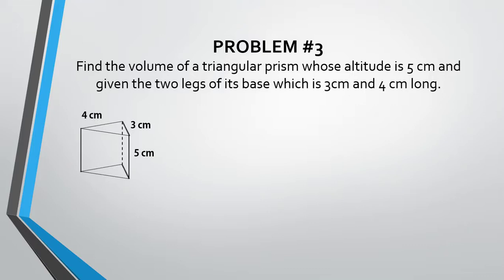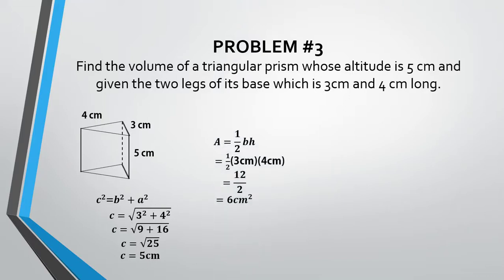First, we are going to prove if the base of the triangular prism is a right triangle, to use the formula A is equal to 1/2 base times height. c squared is equal to b squared plus a squared. c is equal to square root of 3 squared plus 4 squared. c is equal to square root of 9 plus 16. c is equal to square root of 25. Since the square root of 25 is 5, we get c is equal to 5 centimeters. Now we prove that the base of the triangular prism is a right triangle.